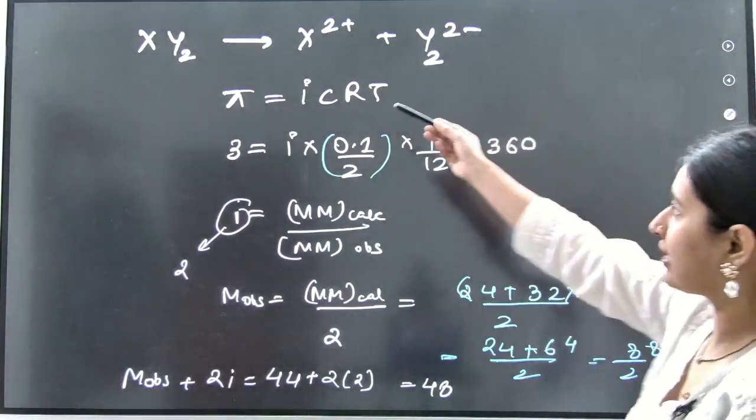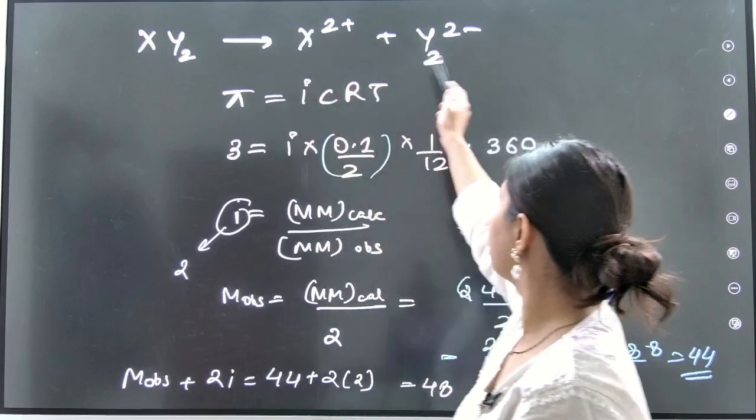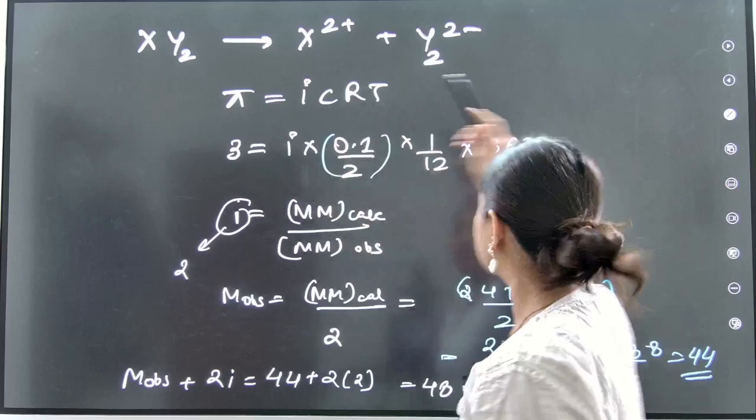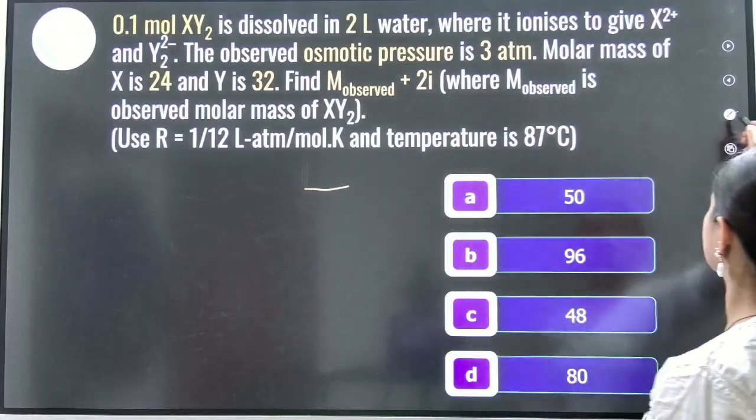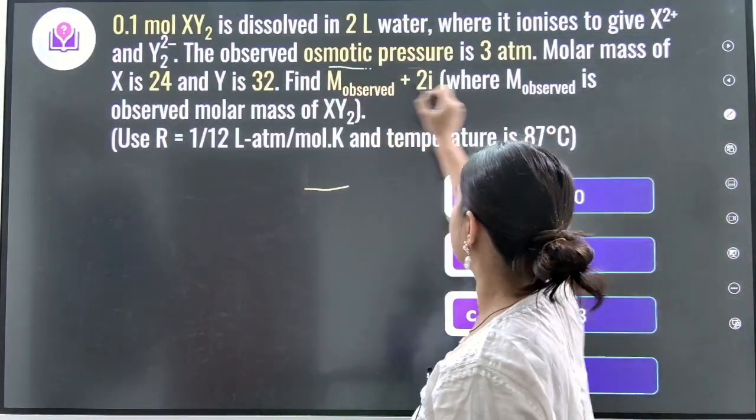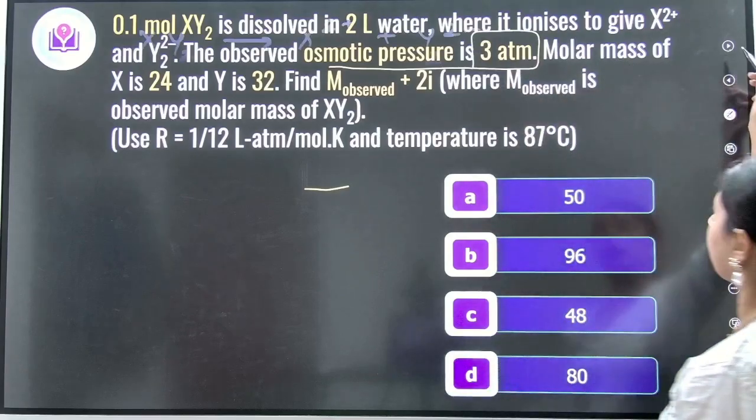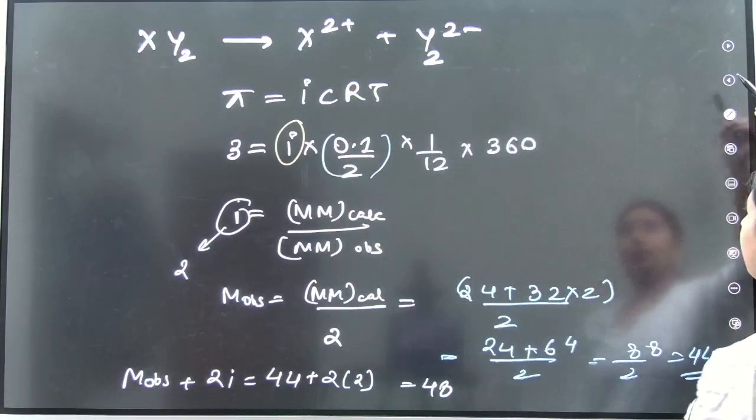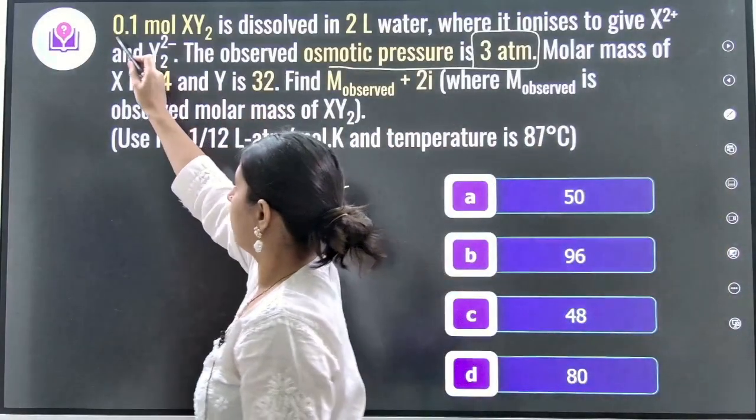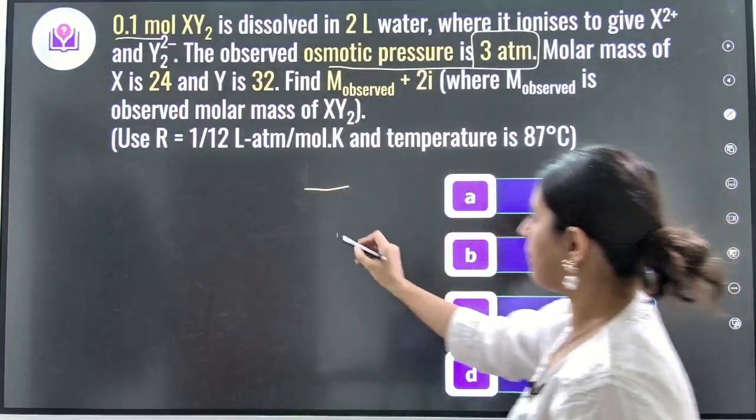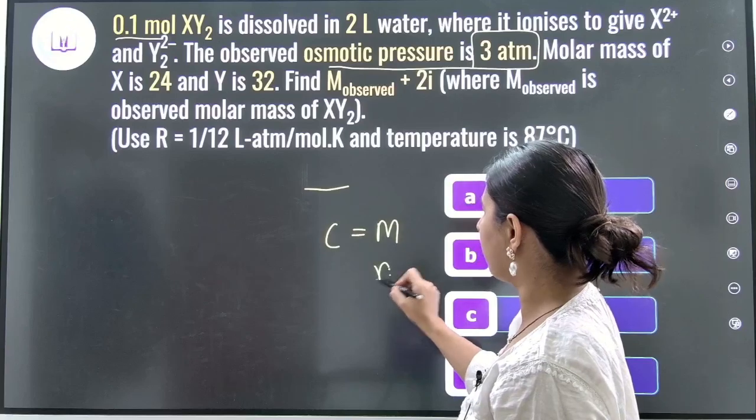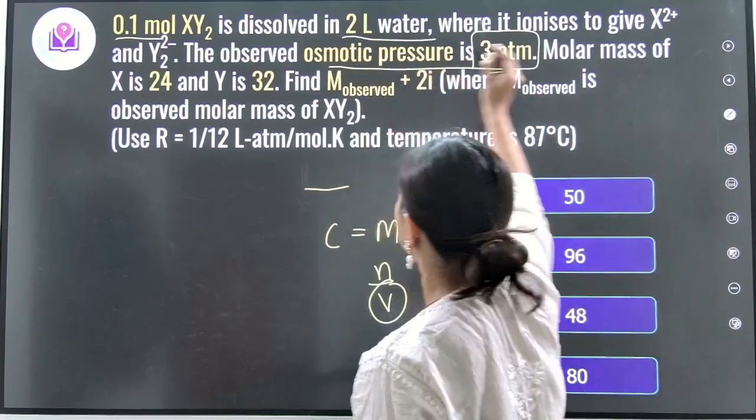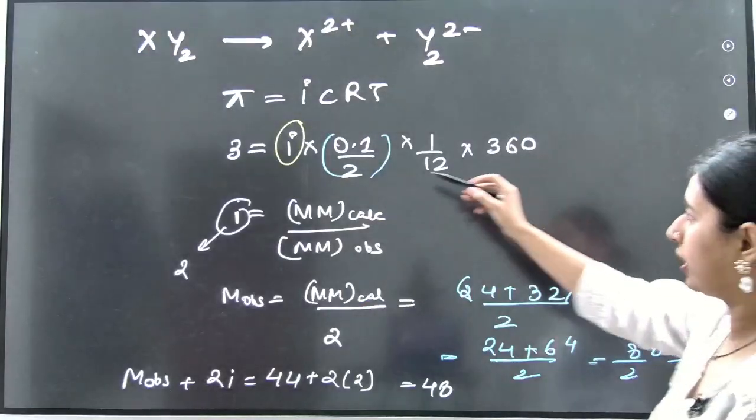So here you go. XY2 giving you X2+ and Y2-. We know pi is equal to iCRT. Pi, the osmotic pressure, is given to us as 3. Please check, this is where it is given. The osmotic pressure is 3 atm, so pi we have substituted. i we do not know. What else do we know? We know the moles. C is concentration, which is molarity, moles per unit volume. We know the volume also: it is dissolved in 2 liters. So 0.1 by 2.